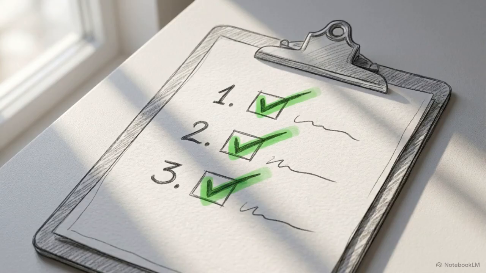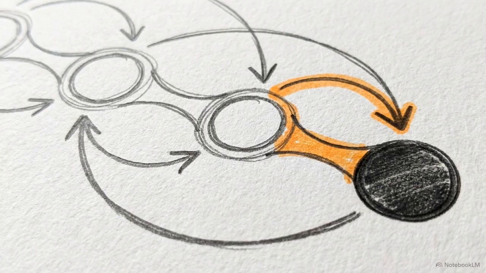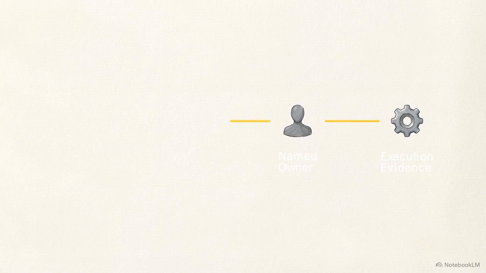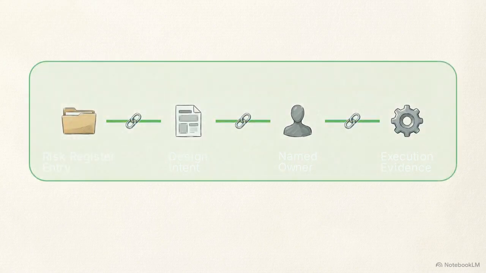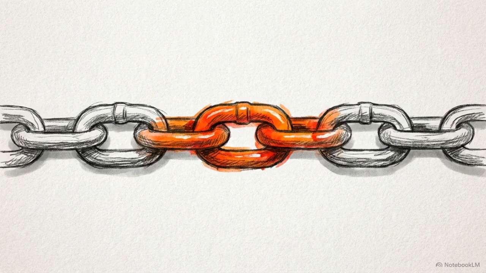Step 4. Now that the details are complete, test the logic of your setup by reading the chain in reverse. Start with your execution evidence on the right and draw a line backward to the named owner responsible for reviewing it. Confirm that that owner is explicitly linked to the design intent. Finally, verify that that intent traces back to an active risk register entry. If this chain holds together logically, your narrative is self-sustaining.